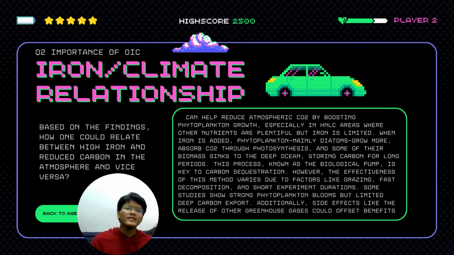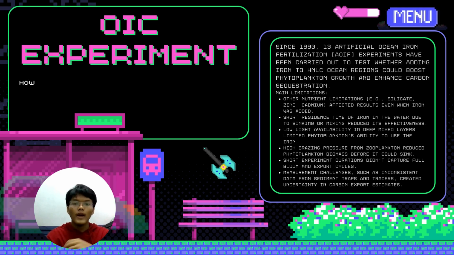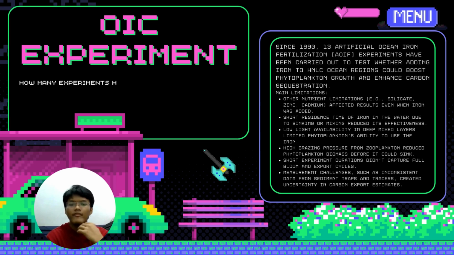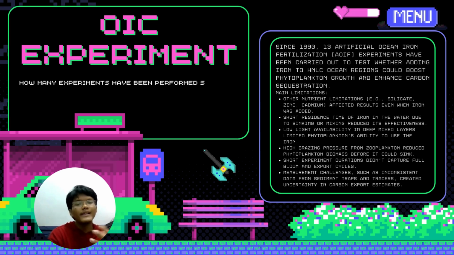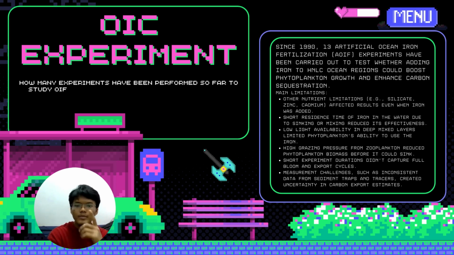But there are factors that cause varied results. Those factors are grazing, fast decomposition, and short experiment duration. Some studies show strong phytoplankton blooms but limited deep carbon export. Additionally, side effects like the release of greenhouse gases could offset the benefits. OIF experiments: how many experiments have been performed so far to study OIF in the field? List several limitations that have been classified as potential causes for the unsuccessful findings of the studies.